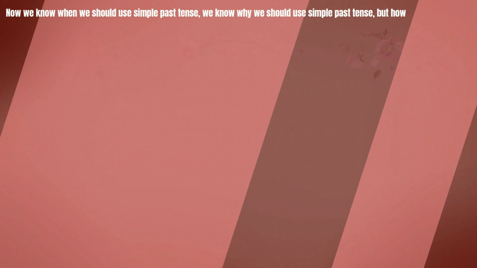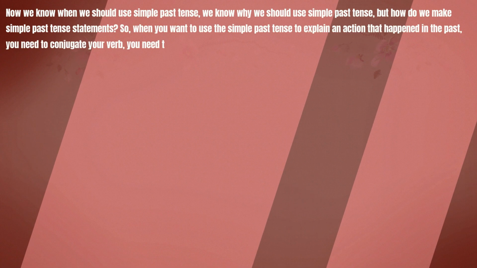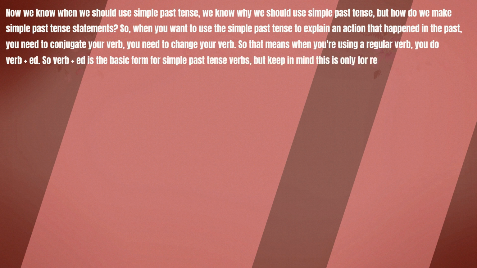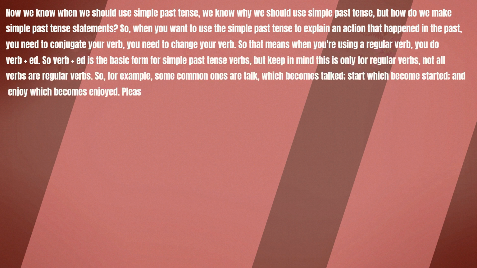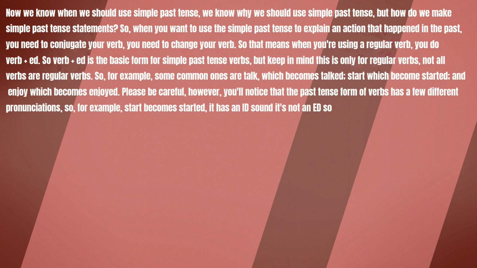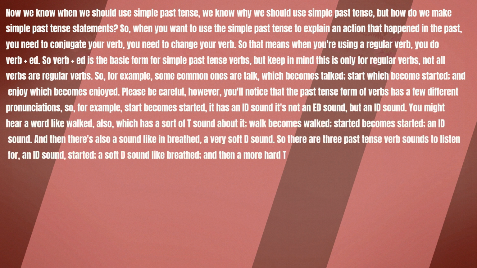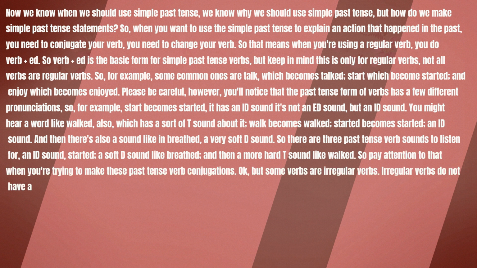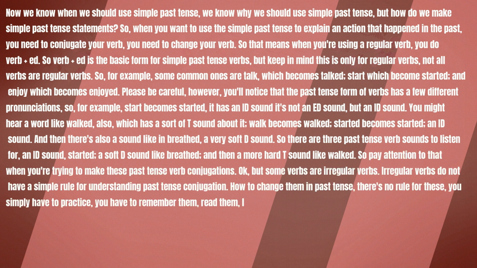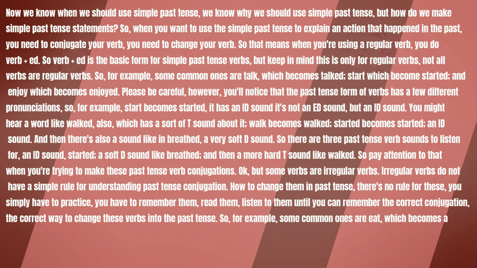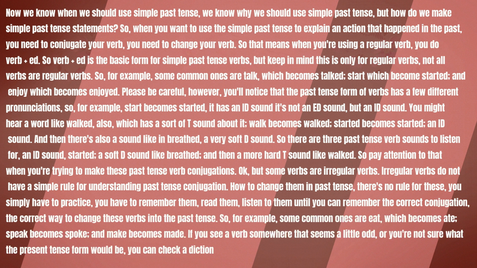Okay, so now we know when we should use simple past tense. We know why we should use simple past tense, but how do we make simple past tense statements? So when you want to use the simple past tense to explain an action that happened in the past, you need to conjugate your verb. You need to change your verb. So that means when you're using a regular verb, you do verb plus ed. So verb plus ed is the basic form for simple past tense verbs.